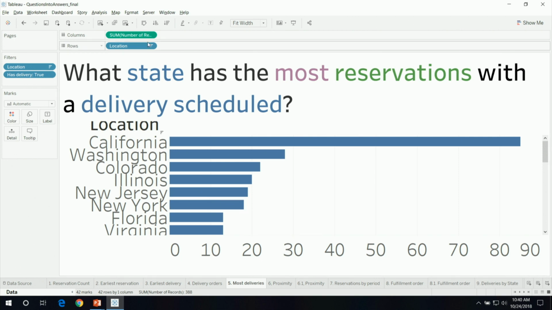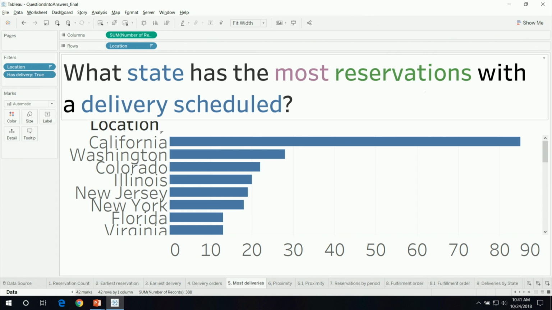So if we look at the viz, we do have state in here, but this isn't a map because I'm looking at which ones have the most. I've got that superlative, and so I've sorted it, right? The most has indicated to me that I probably want to sort it so that I can see this ordering. And as with many of the others, I'm looking at reservations, so I have my sum of number of records.